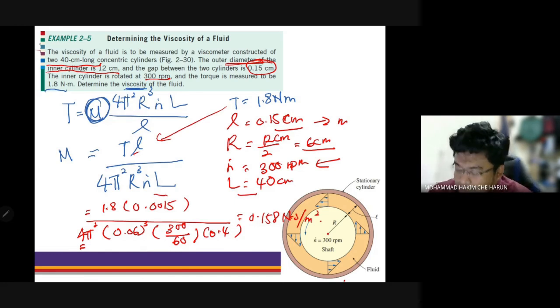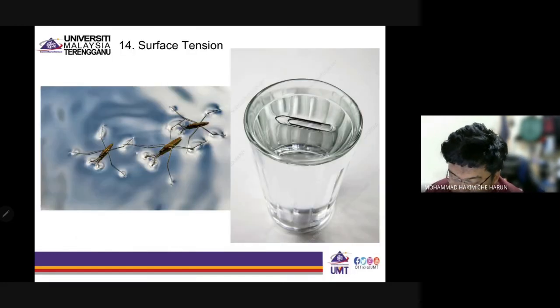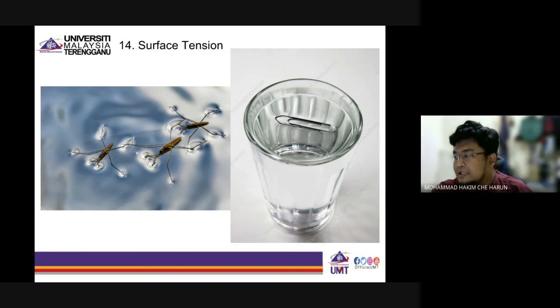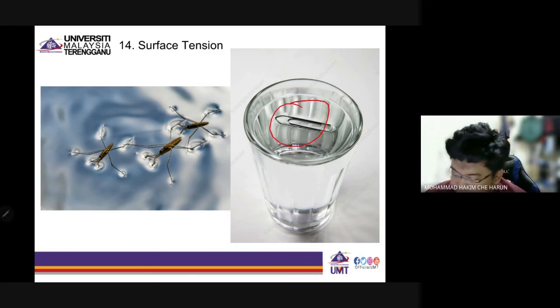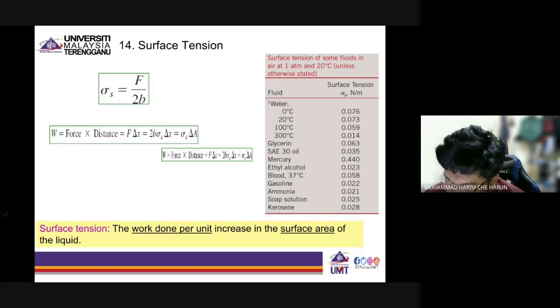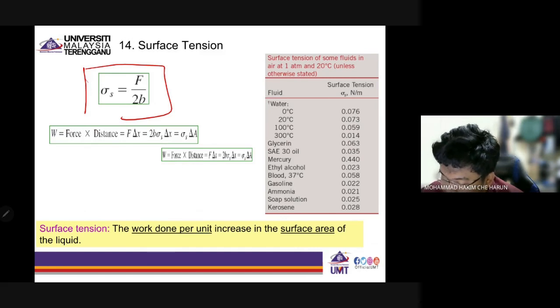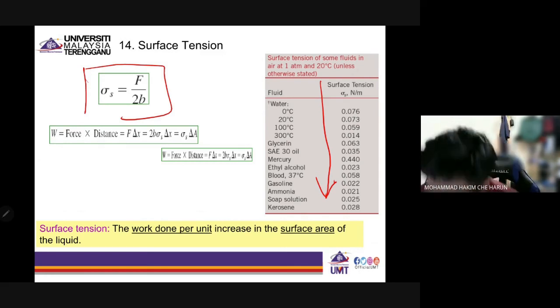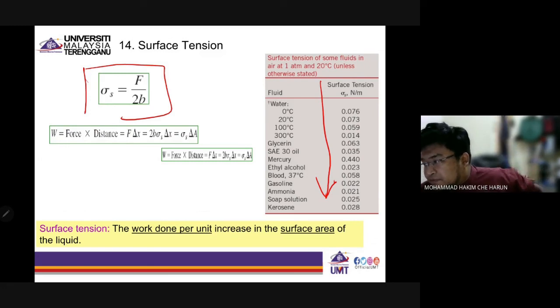Okay, so that will be example 2.5. Next is the surface tension. You can see from the photo here how the bugs, the insects, are on top of the water and float using surface tension. Also the clip here floats because of surface tension. So, this is the equation for the surface tension. As you can see, the surface tension is different for different fluids, and it's also different for different temperatures for water.